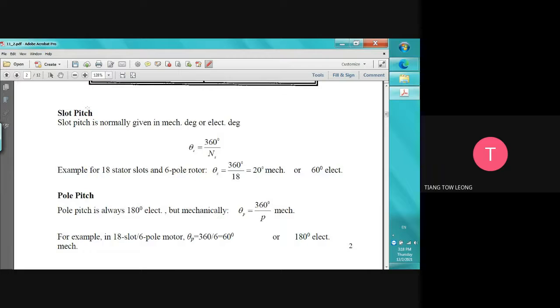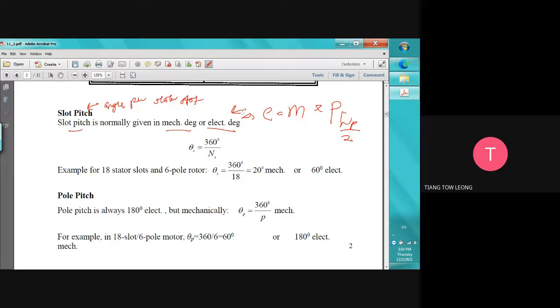Slot pitch. Slot pitch is the angle per stator slot. Slot pitch is normally given in mechanical degree or electrical degree. Please remember, for mechanical degree and electrical degree, the conversion is: electrical degree equals mechanical degree times pole pair, where P is the number of poles divided by 2. We call it pole pair. Then electrical degree equals mechanical degree times pole pair.